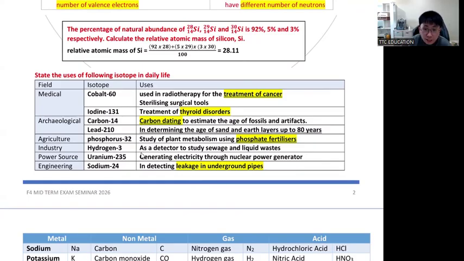And this is something new. Last time, guys, in this table they had fewer examples. So now they added something new, which is hydrogen 3 and lead 210. This one, lead 210, determines the age of sand and earth layers up to 80 years. The common ones are usually cobalt 60, carbon 14, and sodium 24. But recently they added new stuff, lead 210 and hydrogen 3. So maybe you guys can be slightly aware of these two new items in your textbook, the new isotope examples.